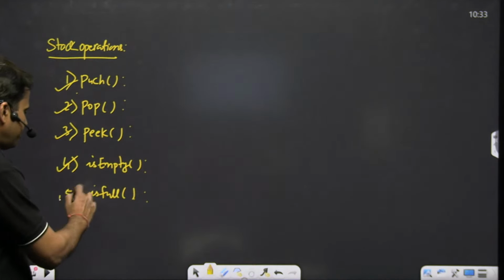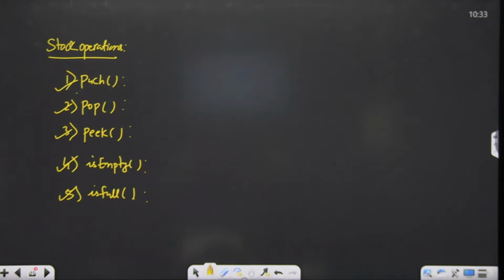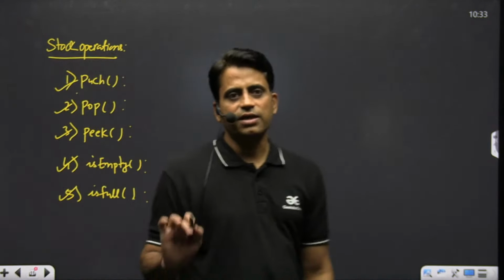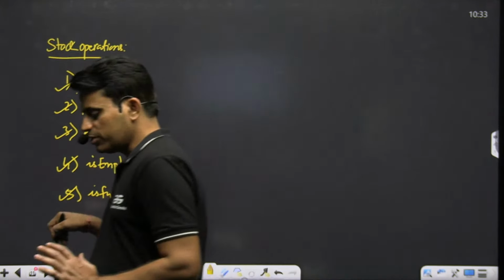Okay. Fifth point is full. Is full also checks whether the stack is full or not. If it is full, then return true. If it is not full, then return false, right? So these are the stack operations, bache. Okay.